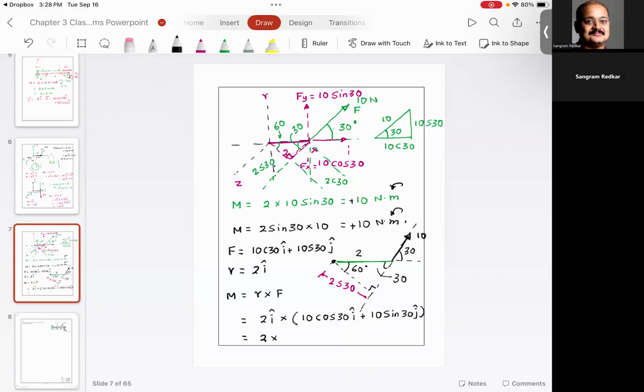Now what I need to do is just multiply. So 2 times 10 cosine 30, i cross i, plus 10 sine 30, i cross j. Do you agree with me? And this is just a product. Okay, this is not a cross product. This is just multiplying two numbers. So what is i cross i? 0. i cross j?